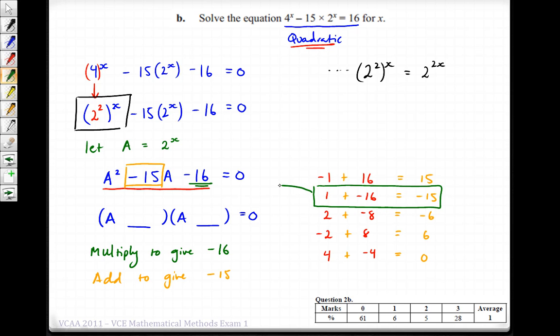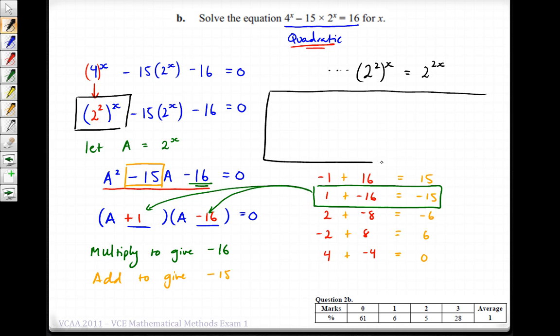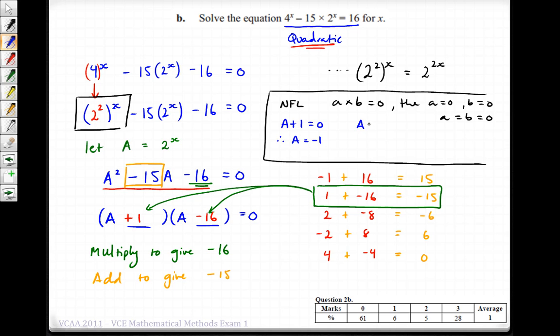And we drop that in here and in here. So we're going to have plus 1 and negative 16. So then the null factor law, I'll just put my next bit of work in this box here for you. So the null factor law states that if A times B equals 0, then A equals 0, or B equals 0, or A equals B equals 0. So in our case, we've got that A plus 1 equals 0. Therefore, A equals negative 1. And we've got A minus 16 equals 0, or A equals 16.